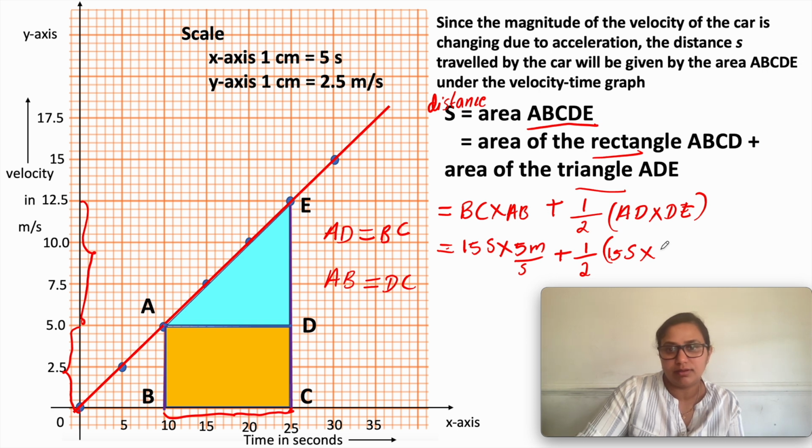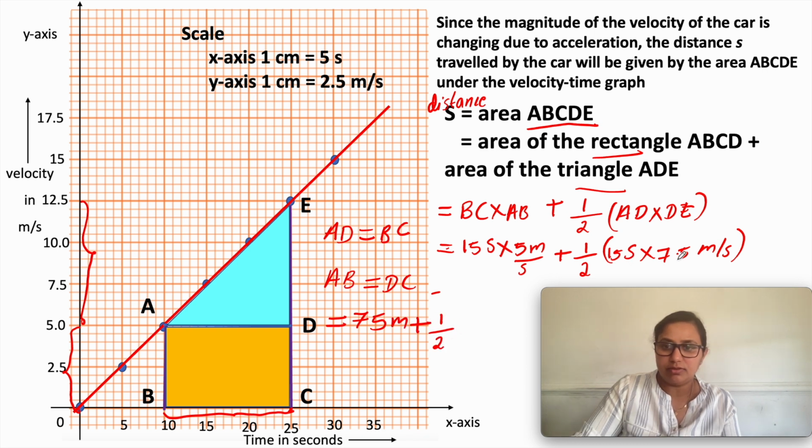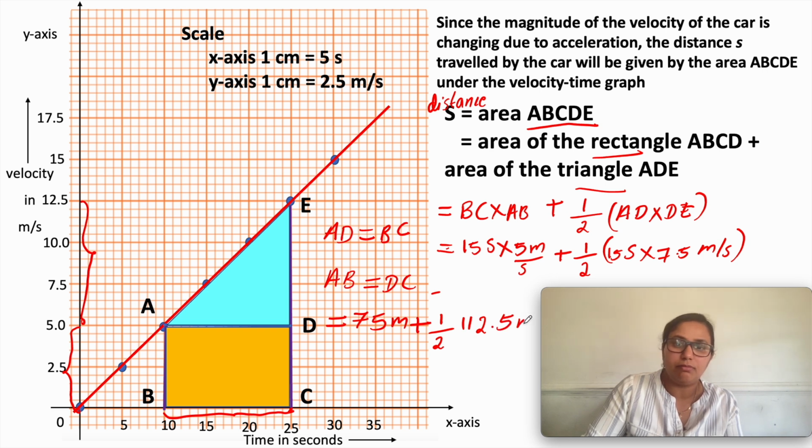That gives you what? 7.5 meter per second. If you calculate this, 15 into 5 gives you what? 75. Second will get cancelled. So 75 meter plus half times 15 into 7.5 meter per second. So that you get as 112.5 meter. Second will get cancelled.